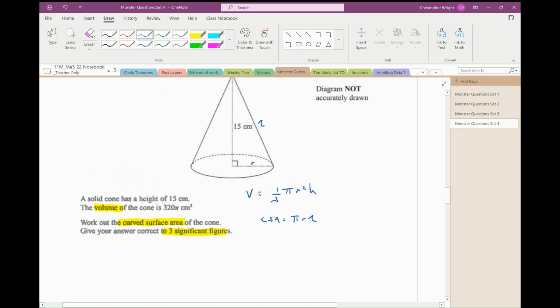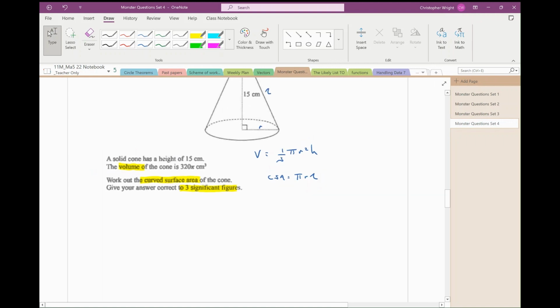Okay, let's have a look at this first piece of information we've been given. We've been told the volume, which is given by this formula, is 320 pi. Now I know the height. I'm going to divide both sides by pi, first of all, and I'm going to substitute in the height, which is 15.